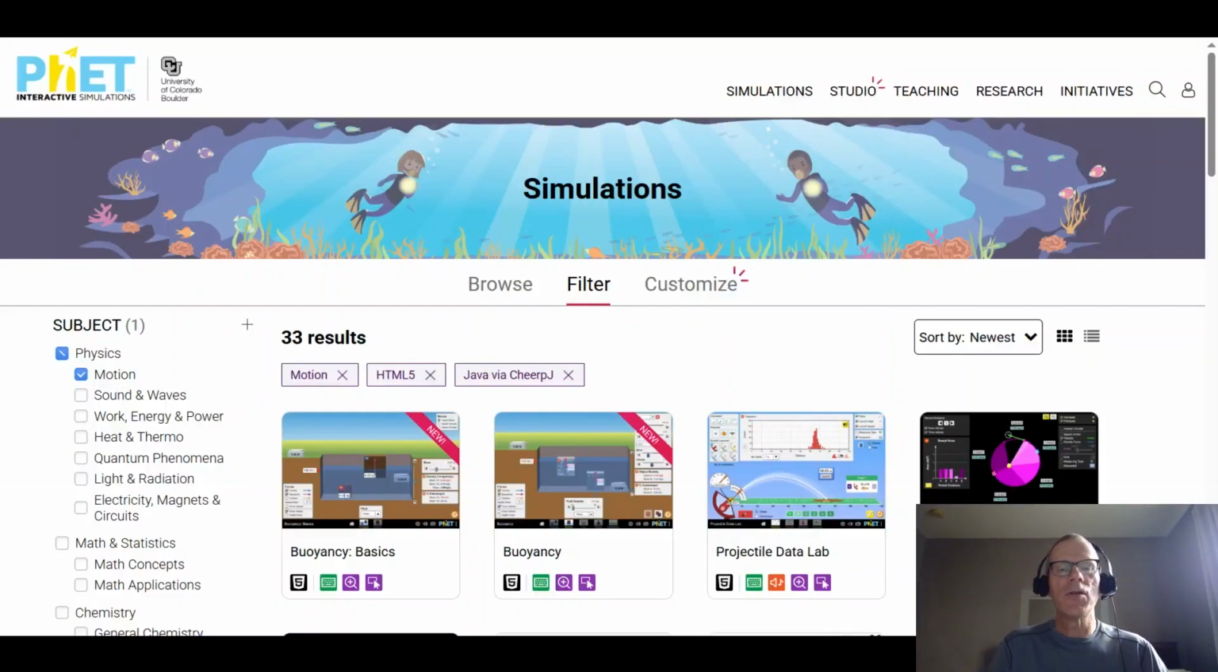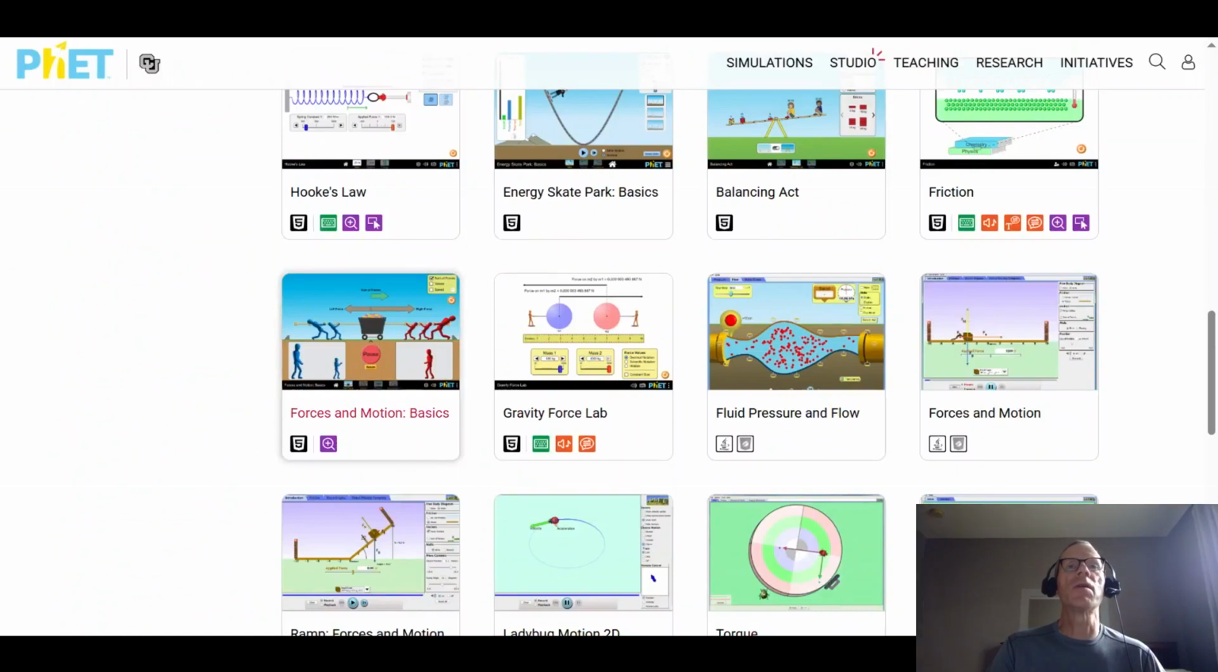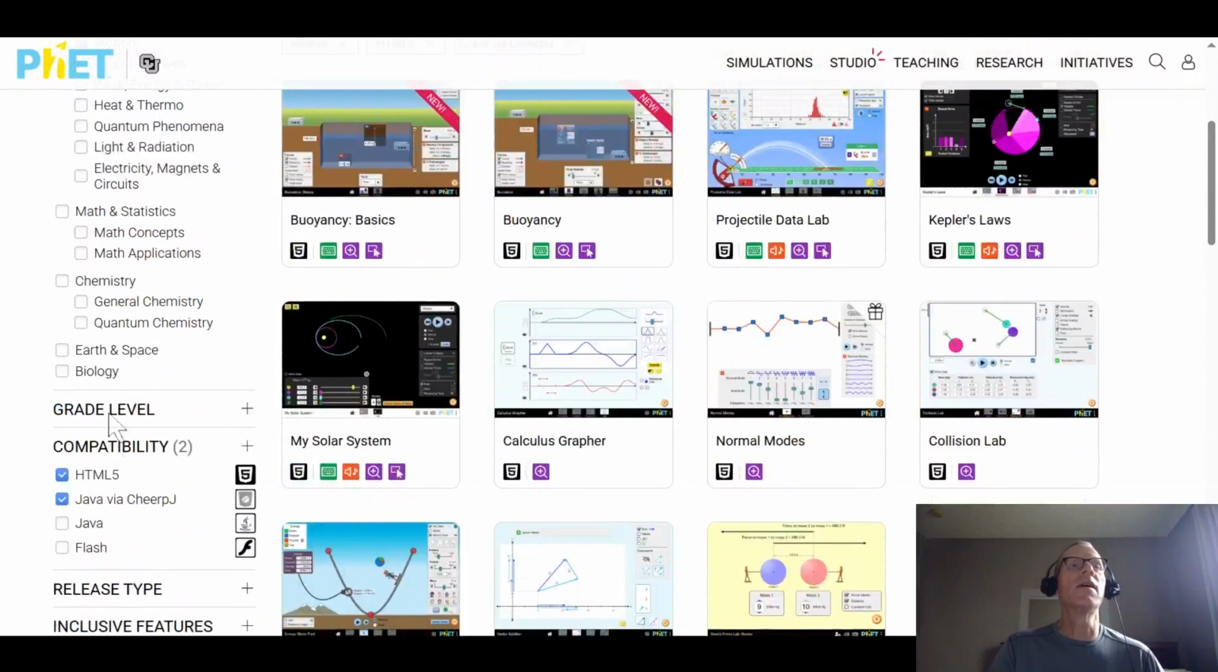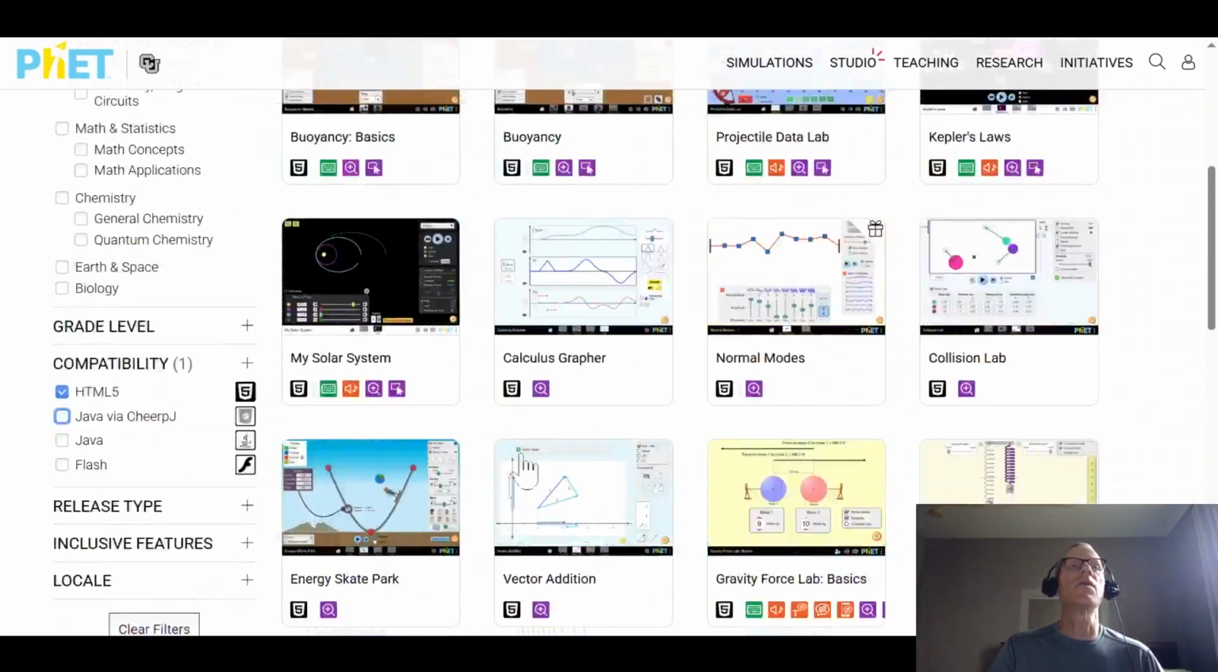Greetings. I'd like to introduce forces using the PhET simulation Forces in Motion. So you can see I'm on the PhET page here, and there's a newer version of Forces in Motion Basic, which is programmed in HTML5. I actually want to go with the older one, which you need to have Java by ChirpJ selected in order to access. If I don't have that one selected, notice it goes away.